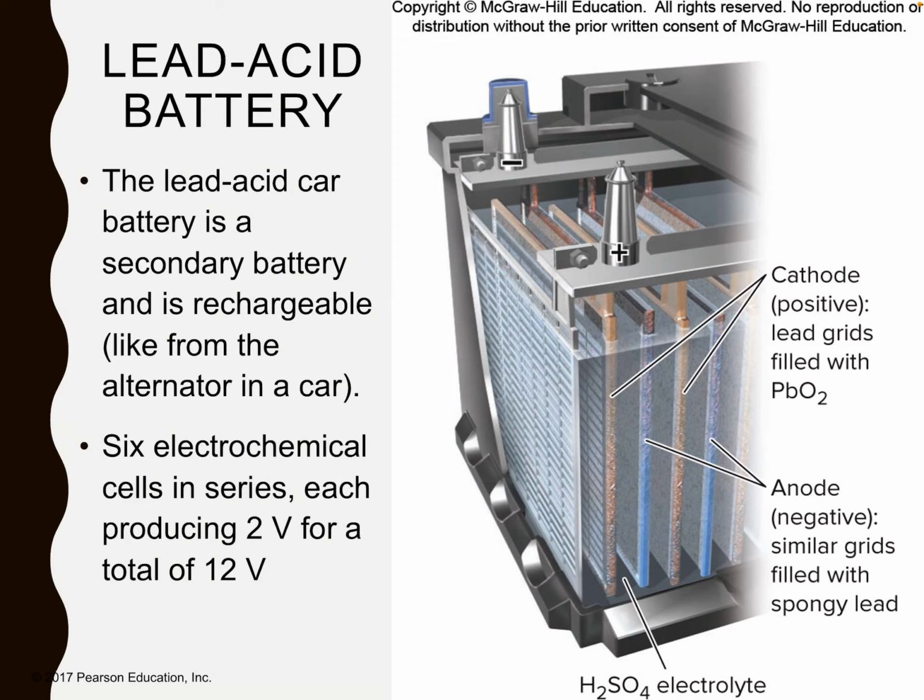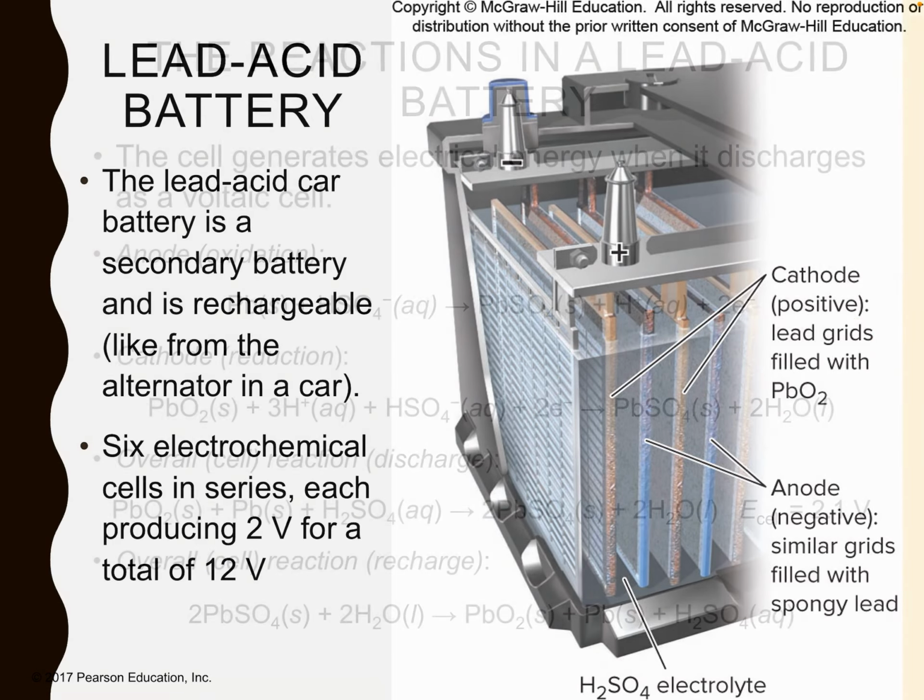Okay, so the way that this works is there are 6 different electrochemical cells in series, and each one of those produces 2 volts. So together you're getting 12 volts out of your car battery, which is pretty cool. Here, your cathode is going to be lead grids filled with lead(IV) oxide, and your anode is going to have similar grids, but they're filled with spongy lead. And then you have sulfuric acid as your electrolyte, which allows the electrons to flow.